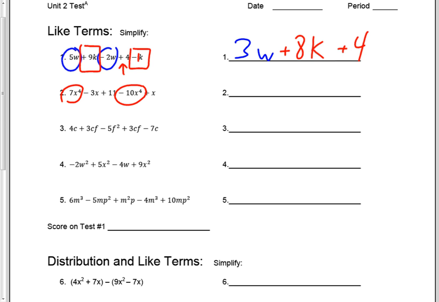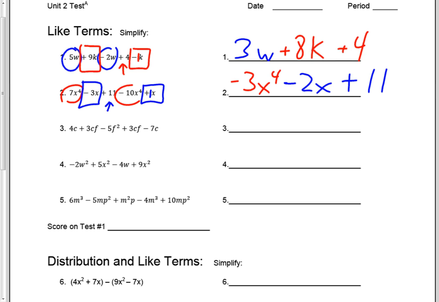7x^4 minus 10x^4. What's 7 minus 10? 3. What kind of 3? Negative. -3. Did I change the exponent? No. Minus 3x plus x. Put a 1 there. What's -3 plus 1? 2. And do I have anything to even combine with that? No.